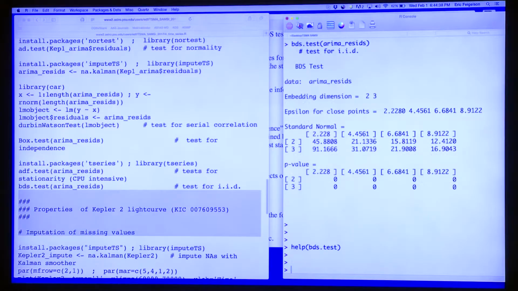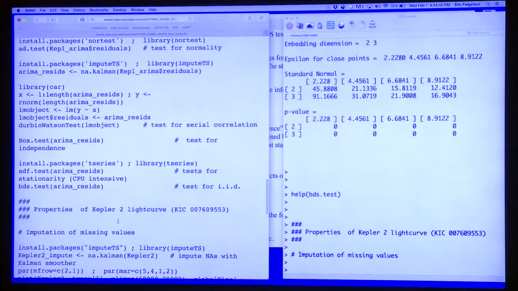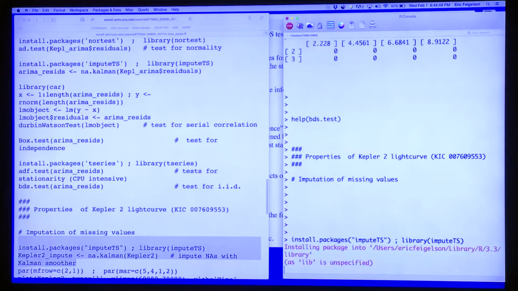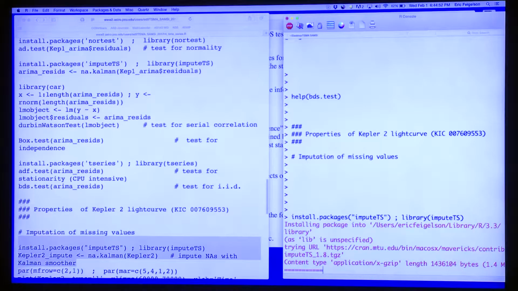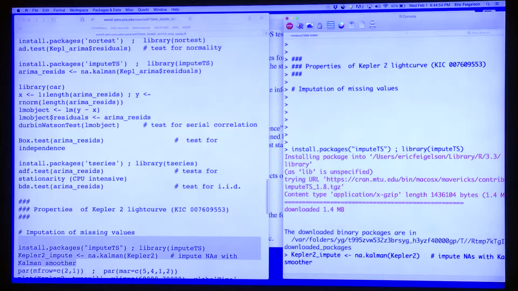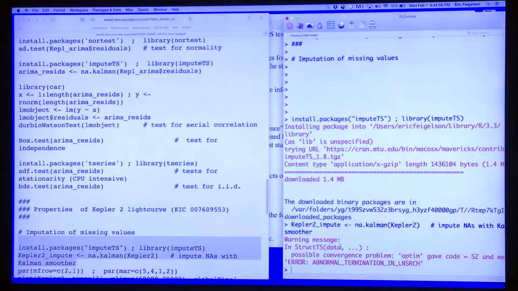This is the one that had a lot of gaps. I don't know if you remember it. I'll show you that in a minute. But now I'm going to run this imputation, and we're going to really look at it. So I'm installing the package again. Okay. Oh, that was fast. It gave me a warning message.